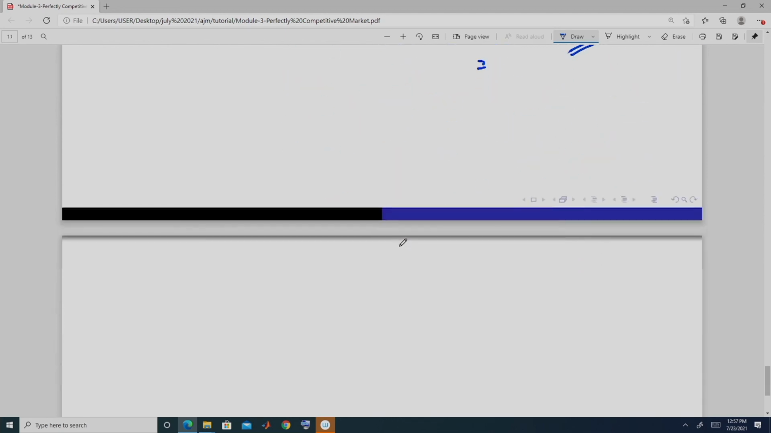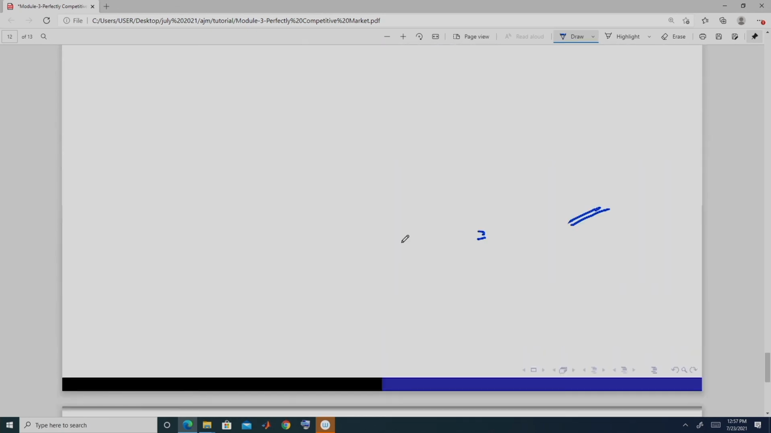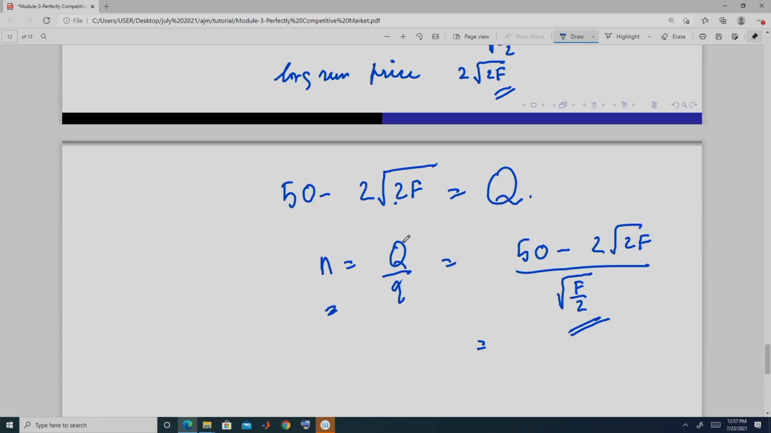Because the number of firms is always going to be an integer, we take the integer which is lower than this real number, and this is definitely a positive number if F is not that big. Okay. So, these are some of the problems that we discuss in module 3. Thank you.